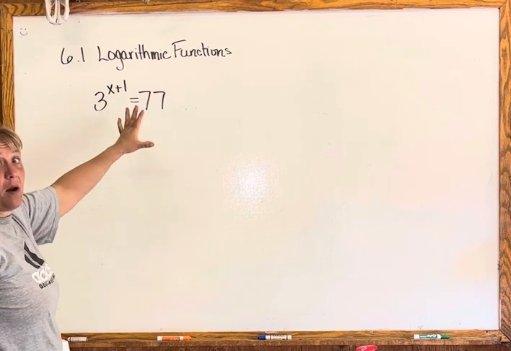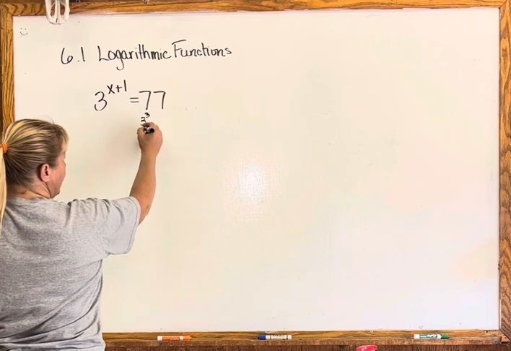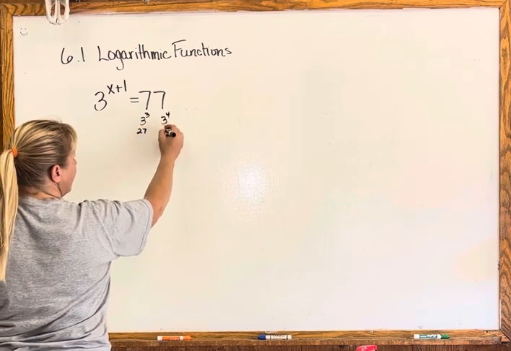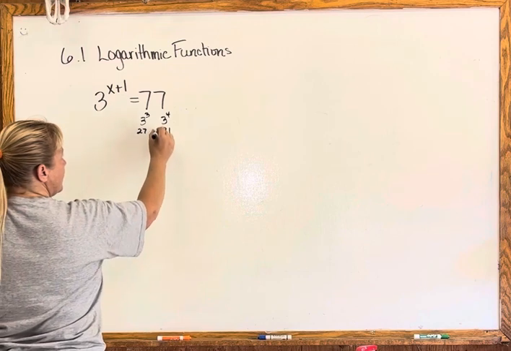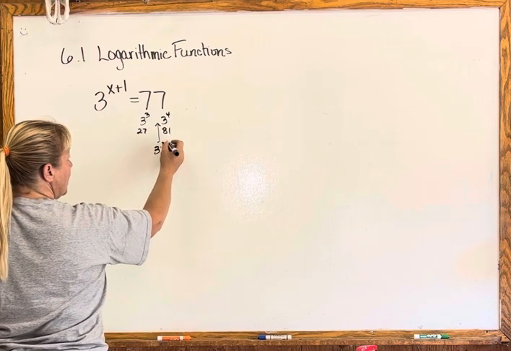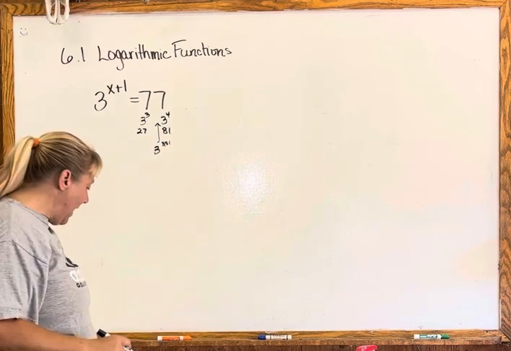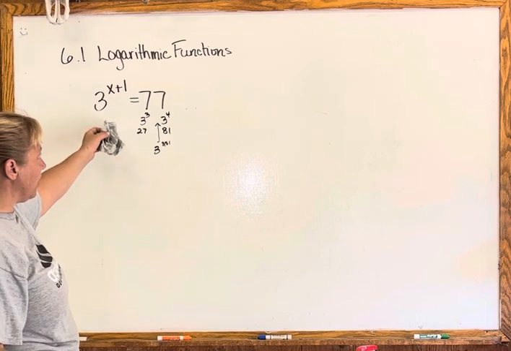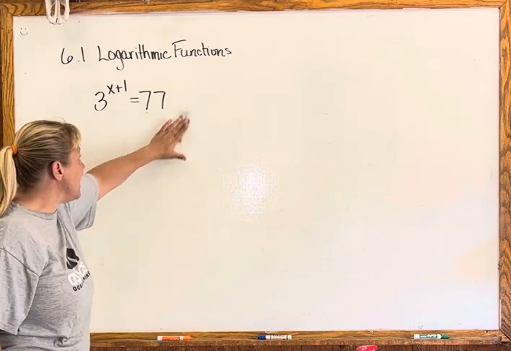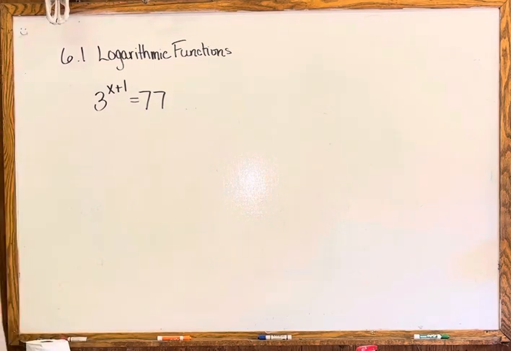Now, it is some power of 3. It's not 3 cubed, because that would be 27, and it's not 3 to the 4th, because that would be 81. But somewhere in between there, like maybe 3 to the 3.81, or something like that, there's some answer that's going to work. It's going to be some ugly, ugly decimal, but there is some number that you could raise 3 to get 77. And so we've got to come up with some way of doing that.